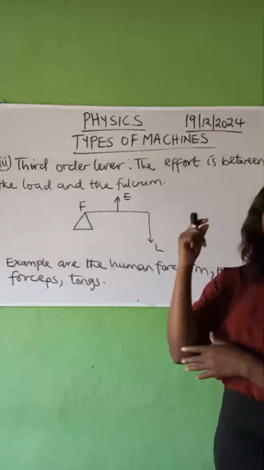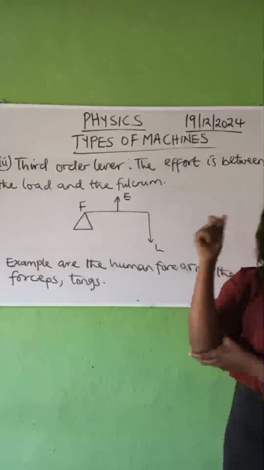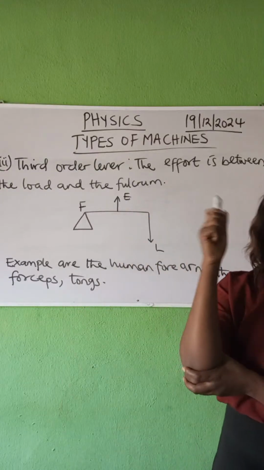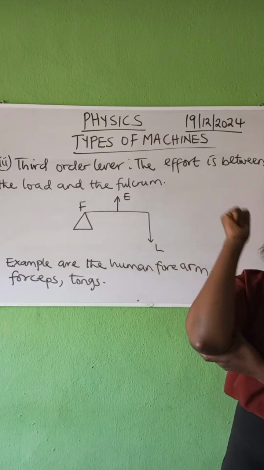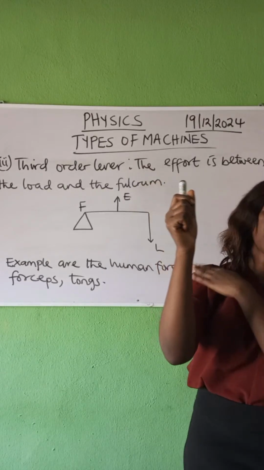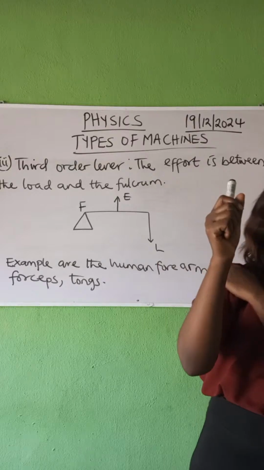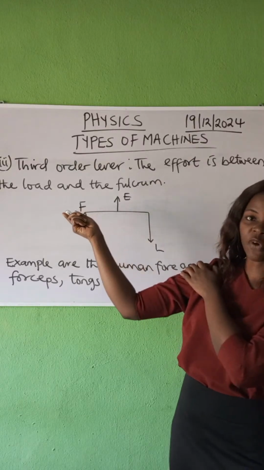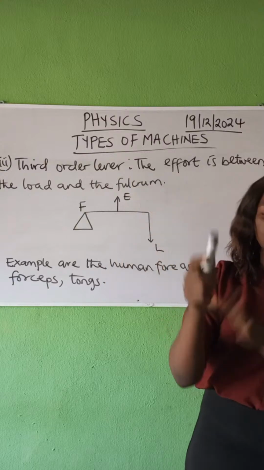That is the human forearm, right? Now, if you are holding something, this is where your energy is coming from. This is the human forearm. This is where your energy is coming through. Now, this is the pivot. This pivot is the connection between this and this. So this is the pivot, which is also known as the fulcrum. Now, this is your energy and this is the load.